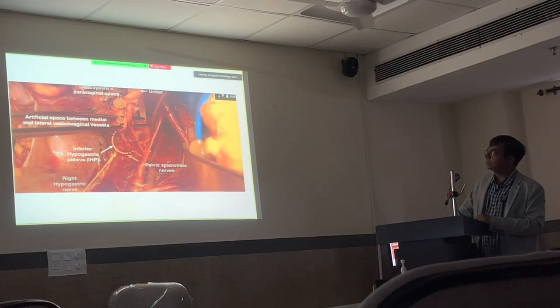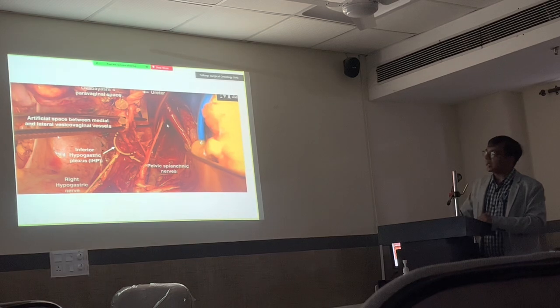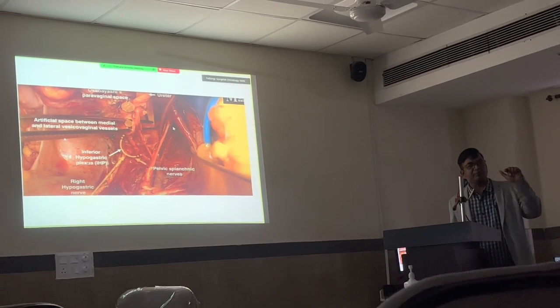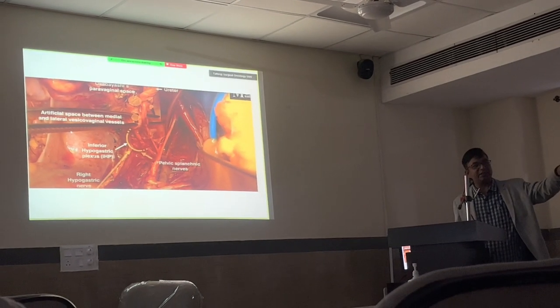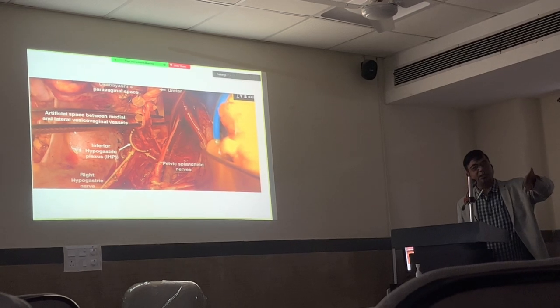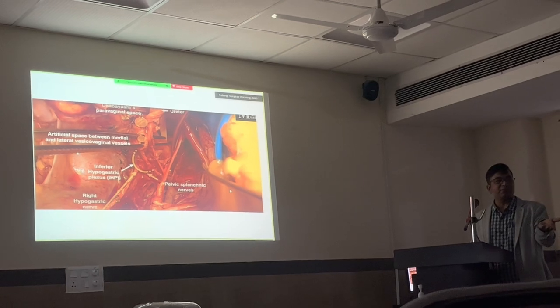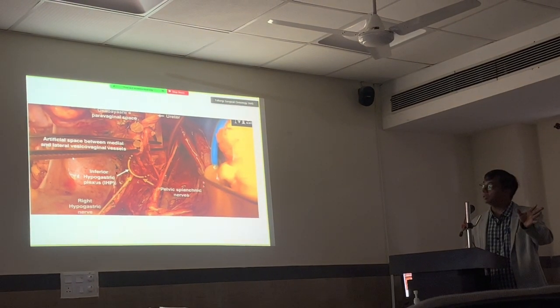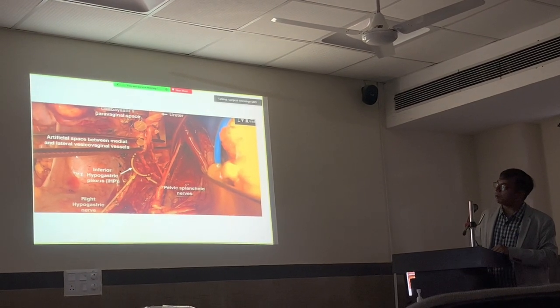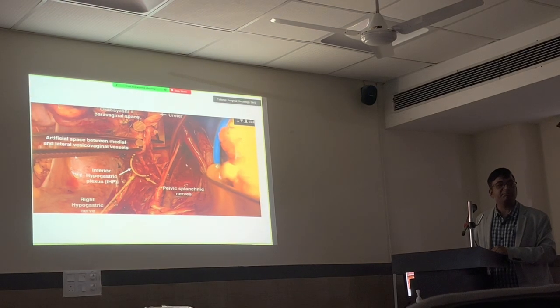So this is how it's being done. And regarding the lymph node dissection, some surgeons do it after the radical hysterectomy, some do it before. The advantage of doing the lymph node first is that you can assess the lymph nodal status. If they are positive, you can abandon. Second, it opens up all these boundaries.